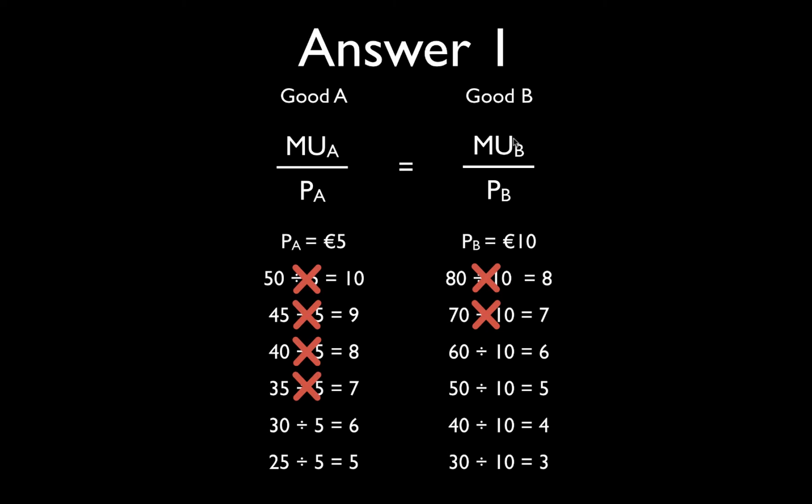And is he maintaining this criterion, which is that the marginal utility divided by the price is the same for all goods consumed? Well, 7 is the same as 7, so yes, he is. And the second criterion: has he spent all of his money?